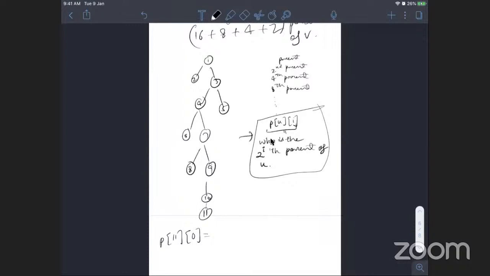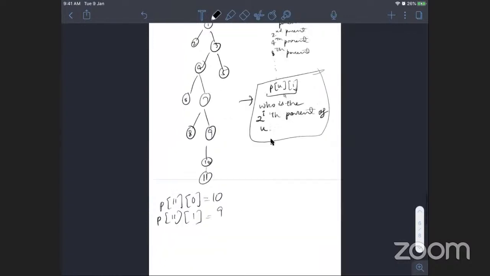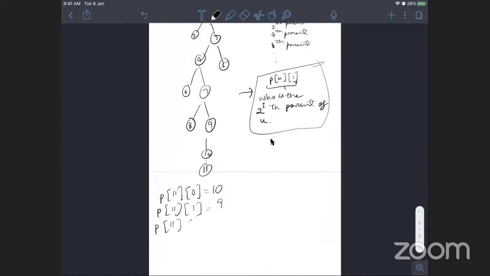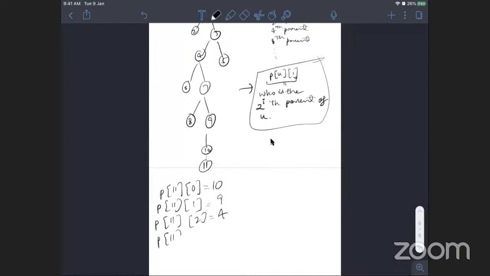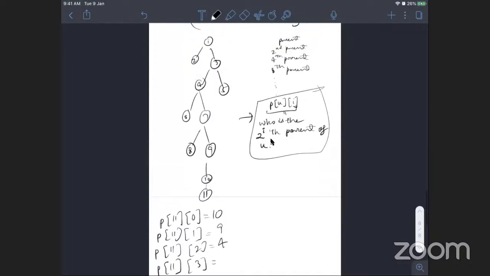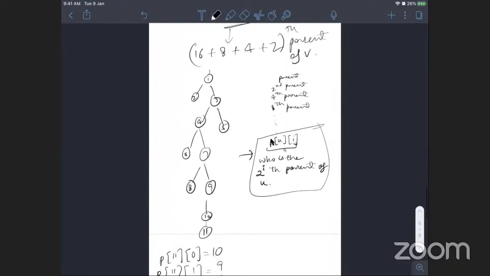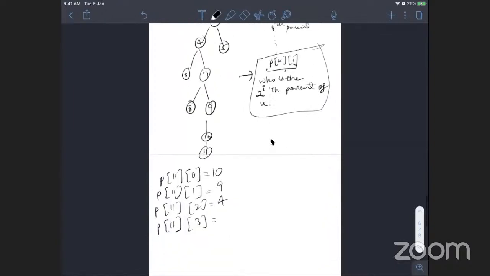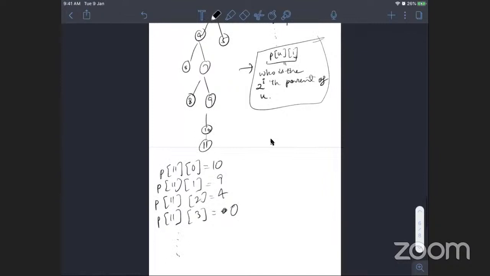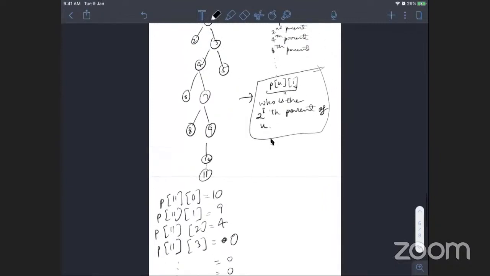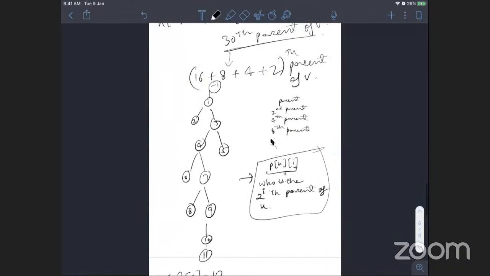According to this definition, who will be P[11][0]? The first parent of 11, yes, 10, correct. And what will be P[11][1]? The second parent, which is 9. And P[11][2], the fourth parent, which is 4, correct. So everyone got this, right? What am I trying to store in the P[11] array? P[11][3] will be, by default, it'll jump up beyond the root. So by default you keep it as -1 or 0, some default value. I generally keep it 0, but that's an implementation detail. And all the future ones will also be 0. So now everyone knows what our P[U][i] array will look like.